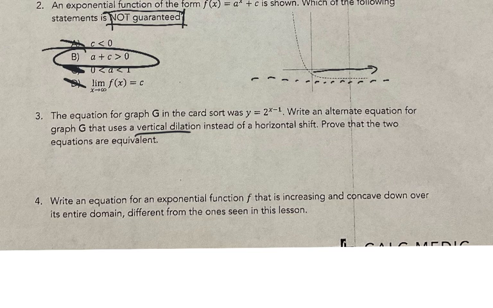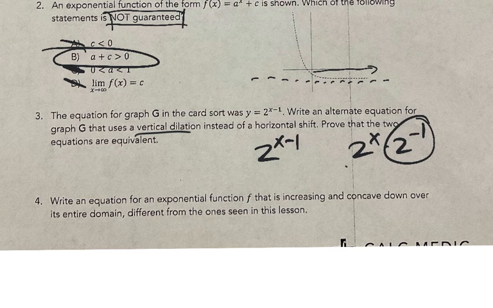1/2 times 2 to the x. You mean we've already done this? Yes. We just didn't have the wording, right? We literally did all this. That's how I noticed it. 2 raised to the x minus 1 is the same thing as 2 to the x times 2 to the negative first. And what was 2 to the negative first? 1/2. 1/2 times 2 to the x.